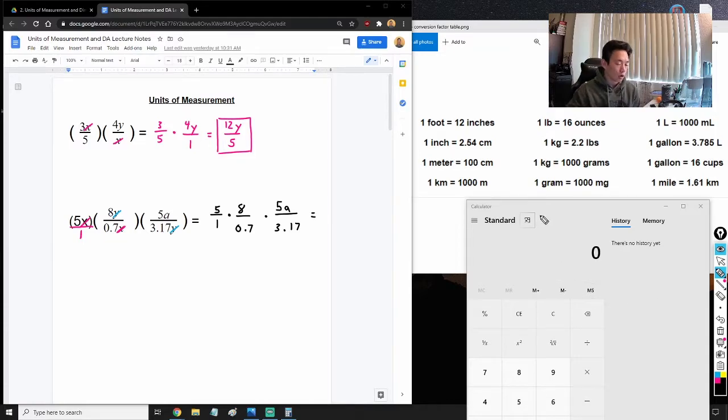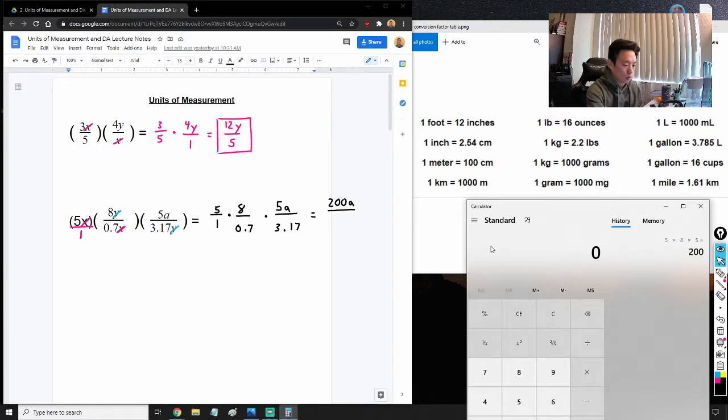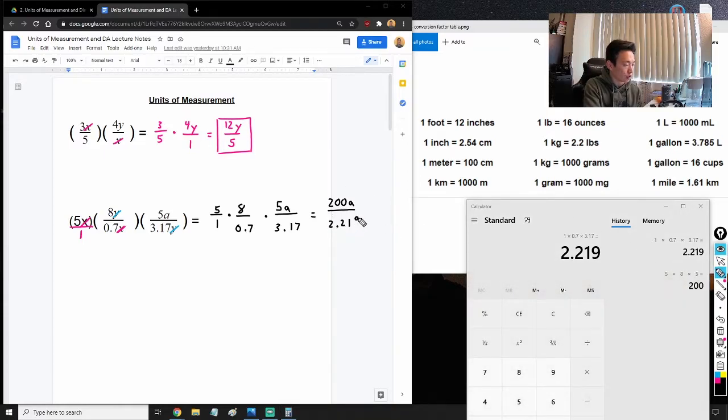Okay, so we can just solve this out by multiplying. So we can go on our calculator, and we just need to multiply the tops and multiply the bottoms. So on the top, we have 5 times 8 times 5. So we have 200 on the top, but remember it's 200a because we still have the a. And on the bottom, we just multiply what we have on the bottom. So on the bottom, we have 1 times 0.7 times 3.17, and that's going to give us 2.219. And we'll just leave it like that.